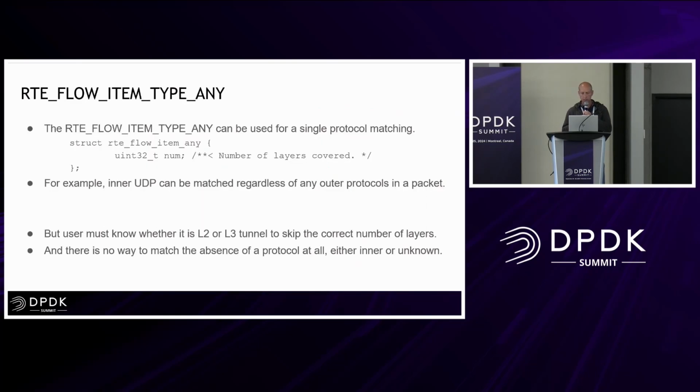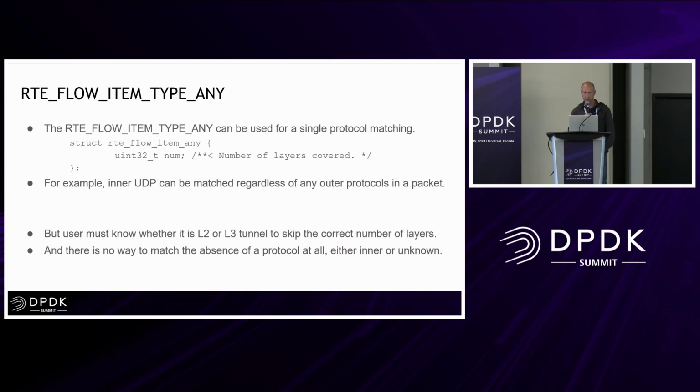So with the current approach in the DPDK, there is a wildcard. It's type any that can bypass multiple protocol layers in the RTE flow API. And for example, you say, I don't care what the protocol at this place in the stack of the protocols is. I just need to skip it and proceed to the next layer. But there are a few caveats with this approach.